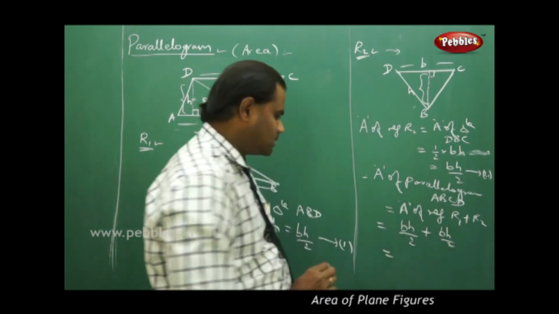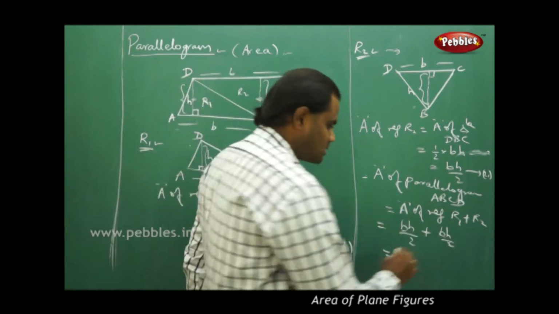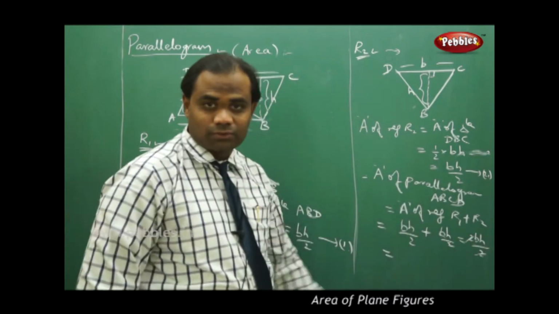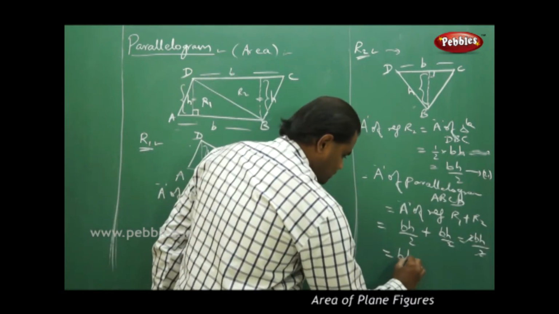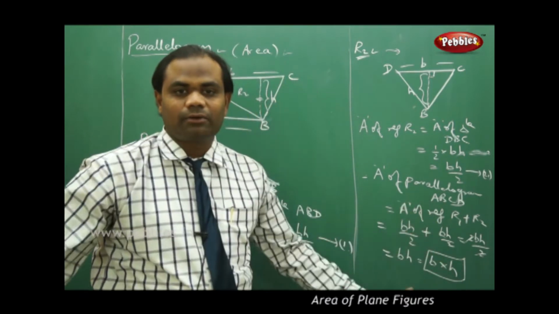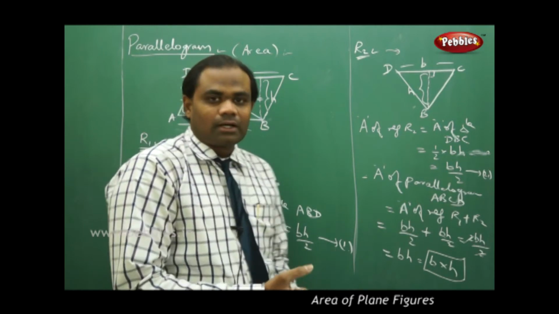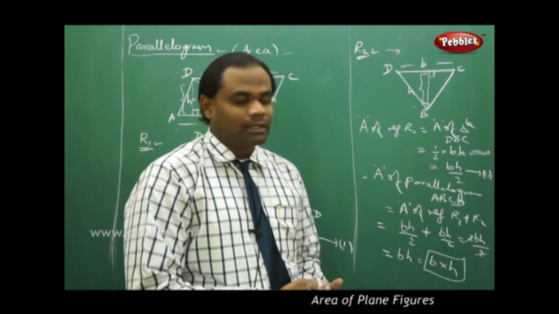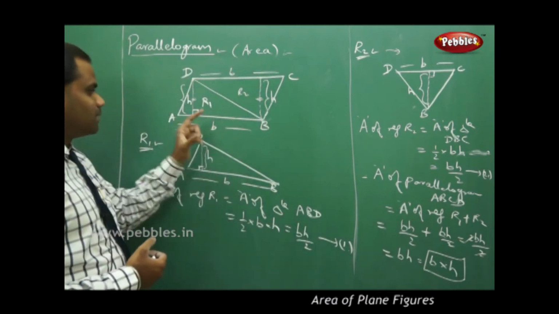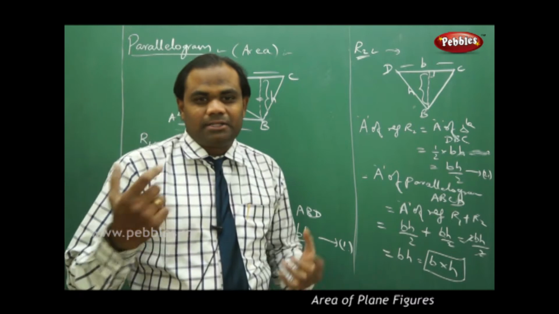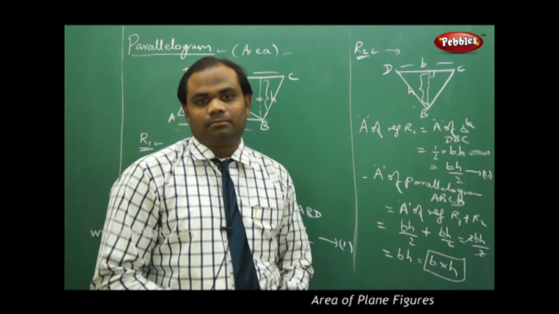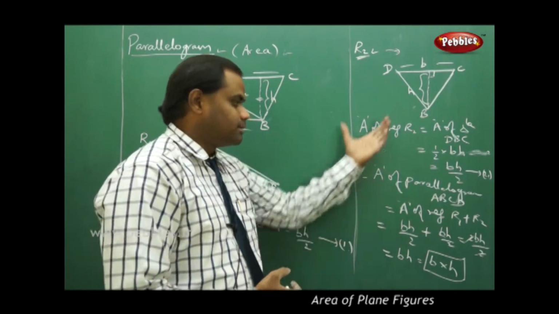Now, I can clearly see that when I take the LCM and simplify this, I get 2BH over 2. So on cancellation of 2, I finally get BH, or B into H, which is the area of the parallelogram. So in general form, I can say that area of parallelogram is the product of base and height. If I know the base and the height of the parallelogram, then by just finding the product of the base and the height, I get the area of the parallelogram, which is required. And hence the derivation is this.